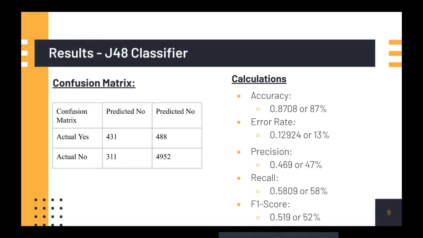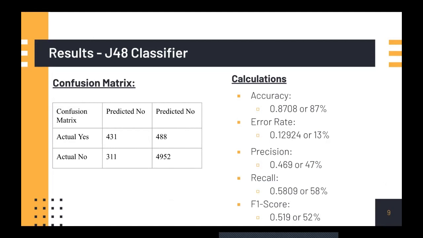The J48 classifier's performance is laid out through a confusion matrix. In its predictions, it got no right 431 times, but stumbled 311 times on yes. Conversely, it accurately foresaw no 4,952 times, but mistakenly predicted yes 488 times.